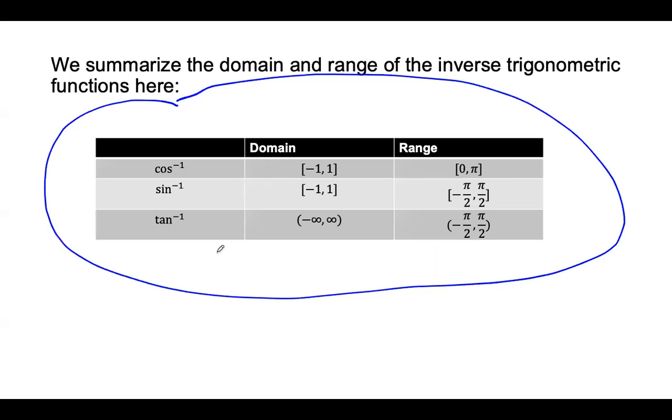So we left off, I think, on this slide. To summarize, the domain and range of the inverse trigonometric functions are here. Remember the domain and the range. This is essentially the domain of the inverse of cos, -1 to 1, and the range goes from 0 to pi, and so on. And you can, of course, read this.